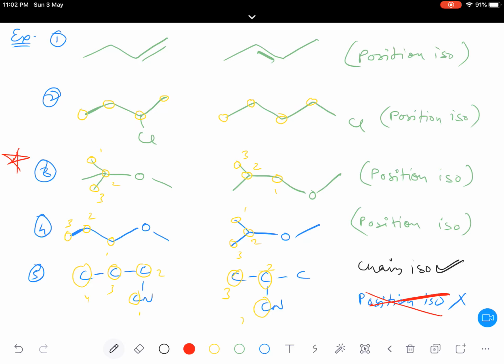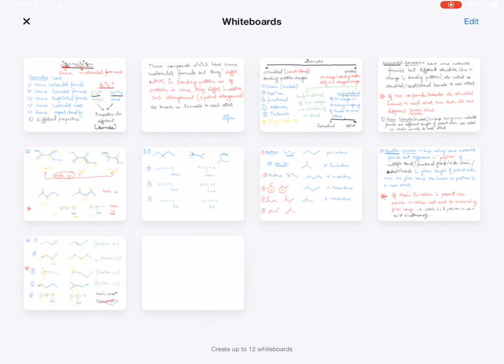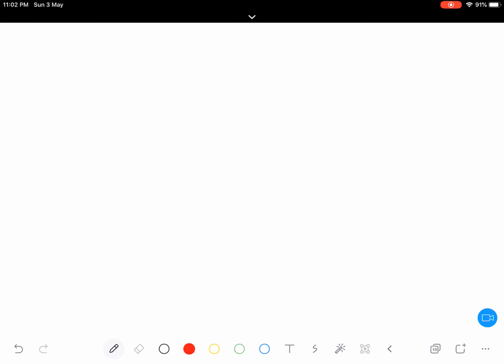Is that clear? Make this thing clear in your mind. Okay, I'll give you a few questions which you can try, so that we can move on towards the next isomerism. Okay, so here let's write a few questions. Before writing important questions, I would like to write one more important point here. Let's write here itself.